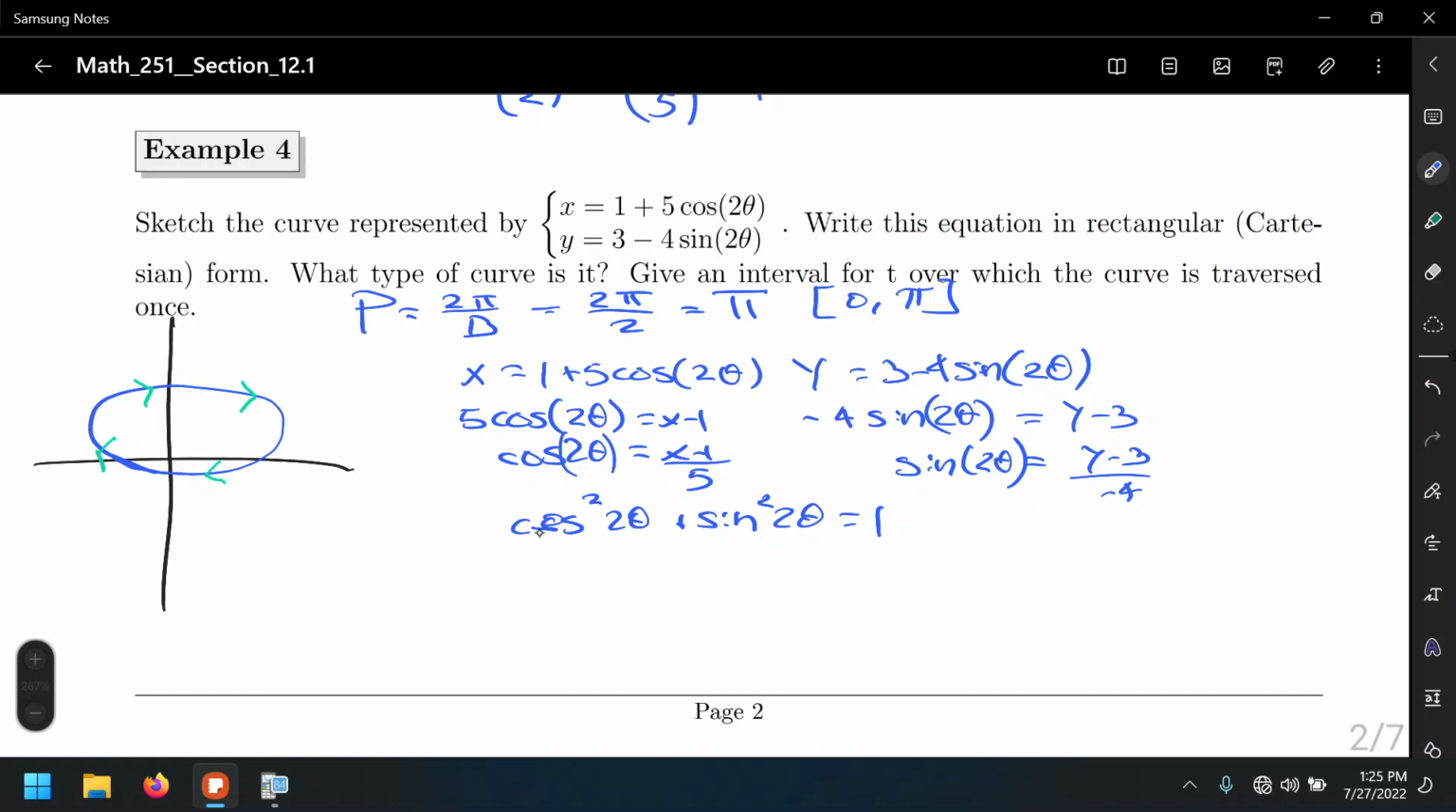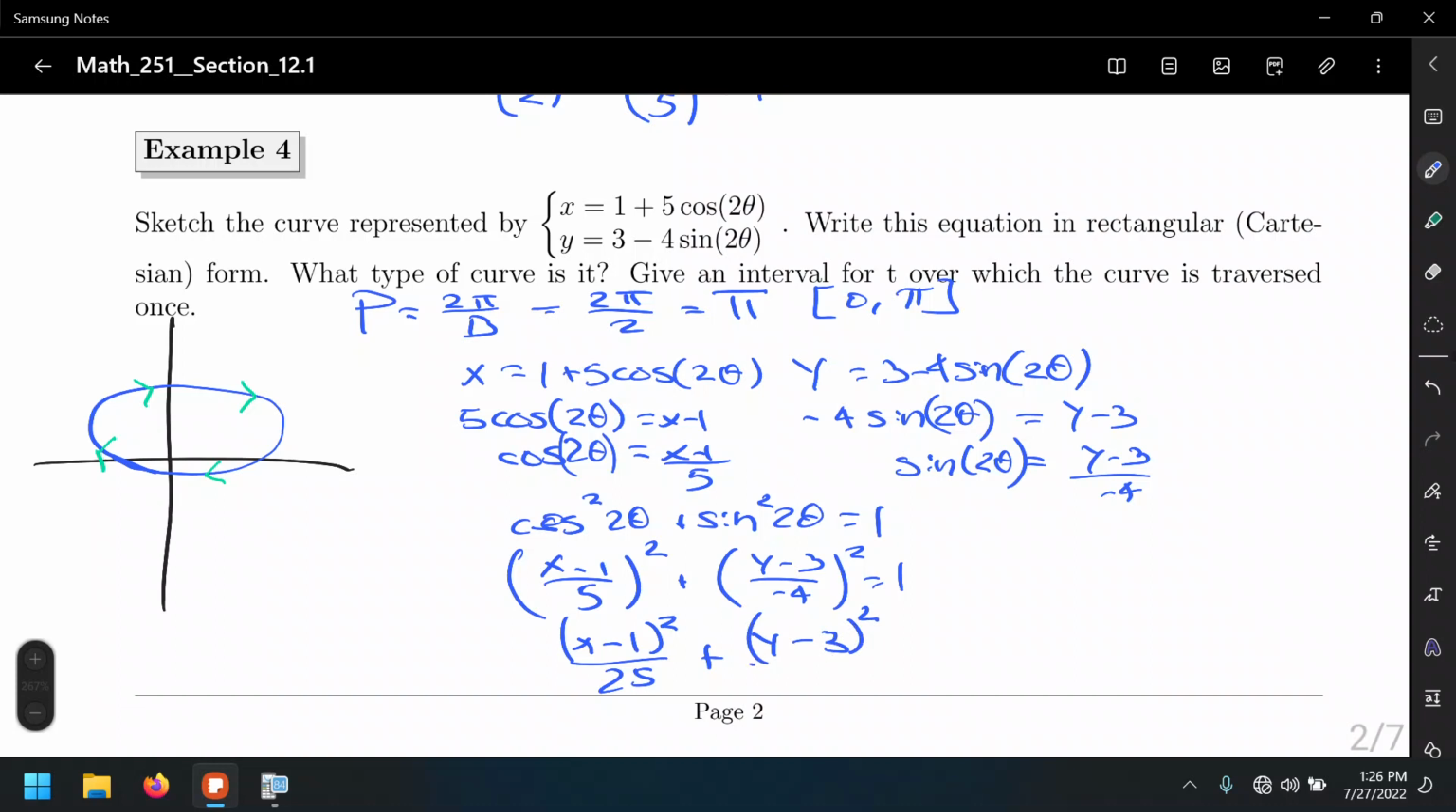Okay, so we're going to replace cosine 2 theta and sine 2 theta with their corresponding expressions in terms of x and y. So this one will be x minus 1 over 5 squared plus y minus 3 over negative 4 quantity squared equals 1. And well, I think from here we're almost there. It's only one more step here. x minus 1 squared over 25 plus y minus 3 squared over 16 equals 1.